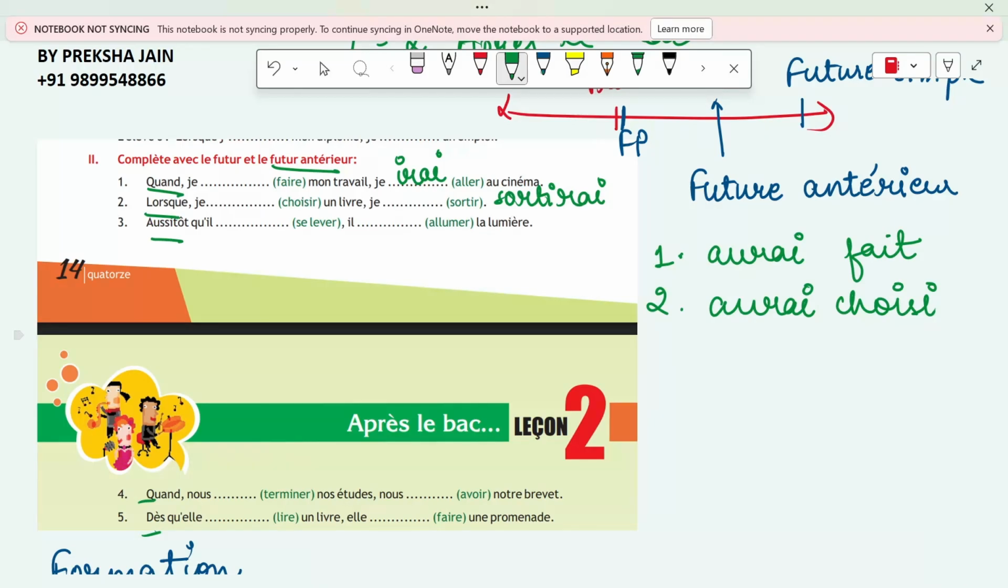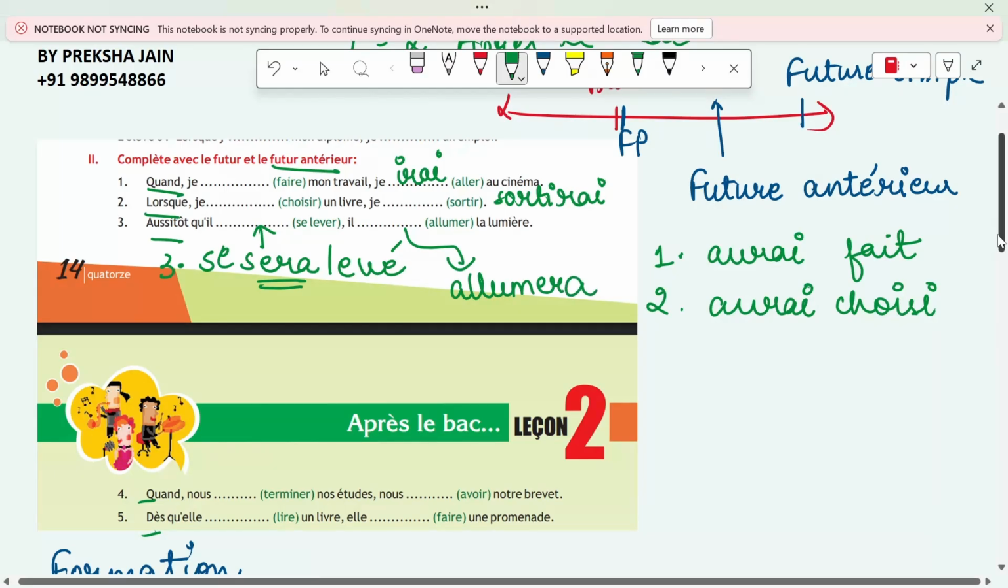Next one. Aussitôt qu'il se lève, as soon as he gets up, il allume, he switches on the light. Okay, so let's see that. This is the pronominal. It takes être, of course. So it will be se sera in future antérieur, levé. This is the future antérieur part. And the future simple would be allume, and we put the ending of a. That is the third one.